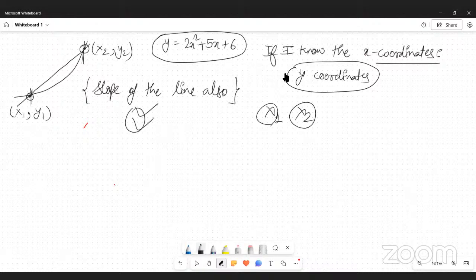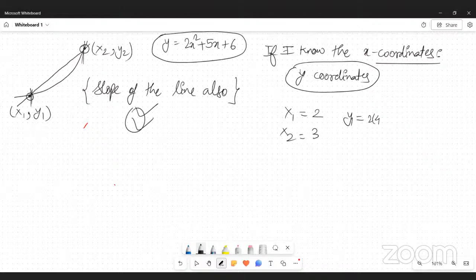Bhavna, tell me any two values. Any two values you want it to be. 2 and 3, sir. Okay, great. So if I know x1, what will be y1? You can just put it here. So it will be 2 into 4 plus 10 plus 6, 16 plus 8, 24, right?